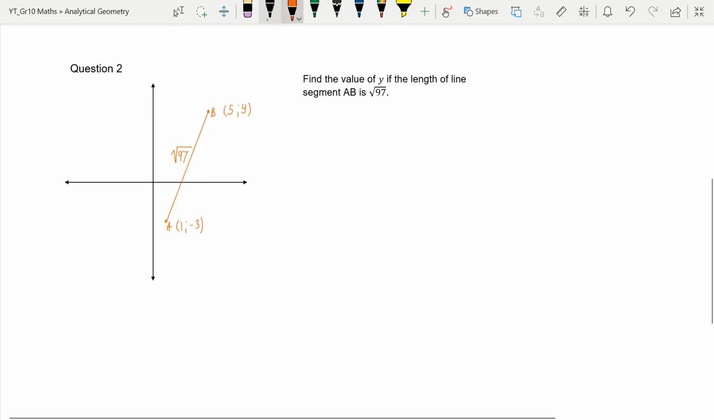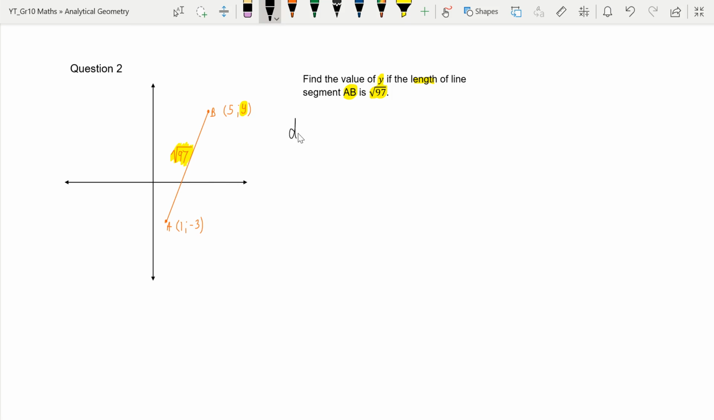In the second example, let's have a look at the information that we were given. Find the value of y. Where's y? There it is. Ooh, okay, so now we've got missing information that's part of coordinate B. If the length of the line is that. So we've got the length of the line segment, so the distance between A and B were given. And now we've got missing information somewhere else. So let's just quickly have a look at finding this.